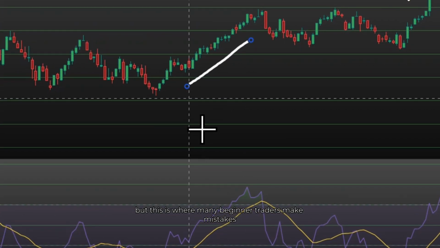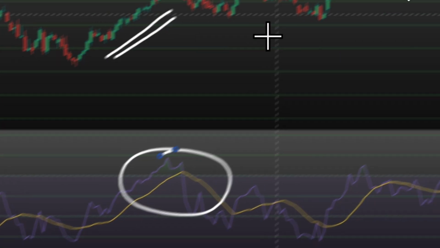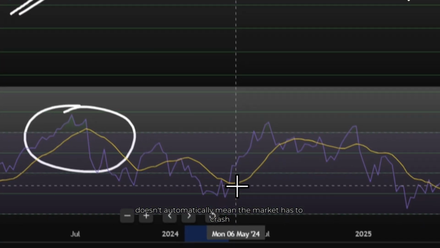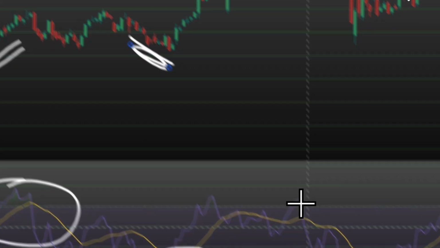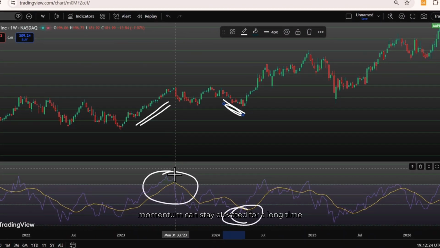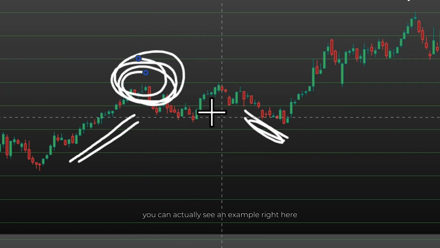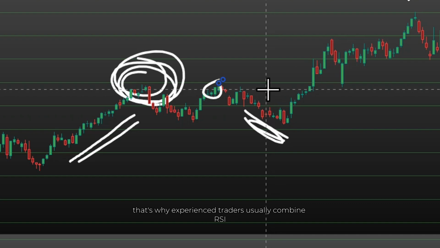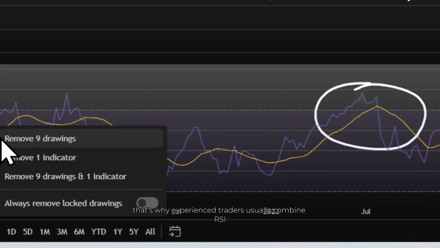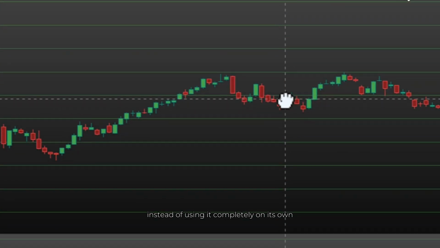But this is where many beginner traders make mistakes. Just because RSI is overbought doesn't automatically mean the market has to crash. And just because it's oversold doesn't guarantee a reversal. In strong trends, momentum can stay elevated for a long time. You can actually see an example right here. The RSI was already above 70, but price continued climbing even higher afterward. That's why experienced traders usually combine RSI with price action and market analysis instead of using it completely on its own.